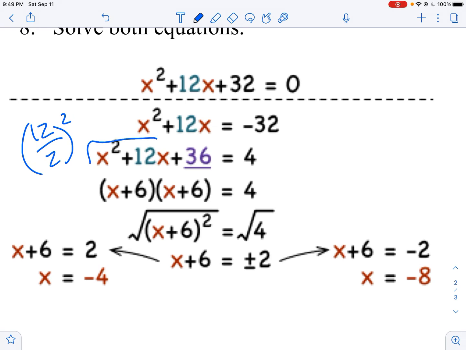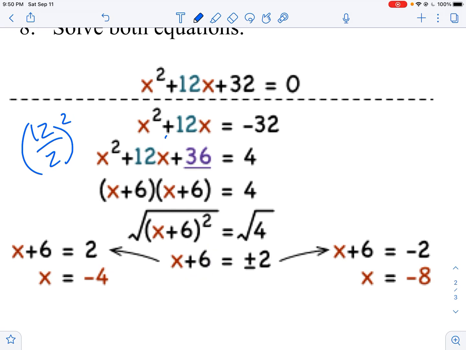The reason you do that is because this turns into two binomials that are the exact same. And so you can rewrite this trinomial as a single binomial squared. And so you get x plus 6 squared equals 4. And the benefit of that is you can then square root both sides. If you have something squared and you square root it, the squared part and the square root part cancel each other out, and you're left with just x plus 6.